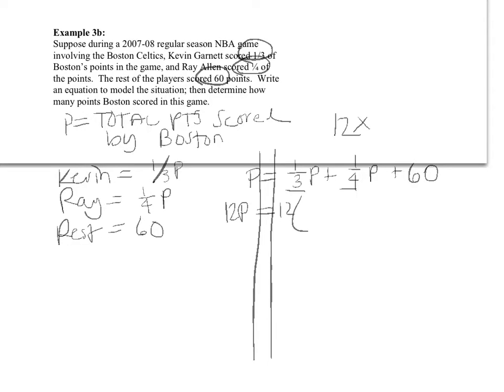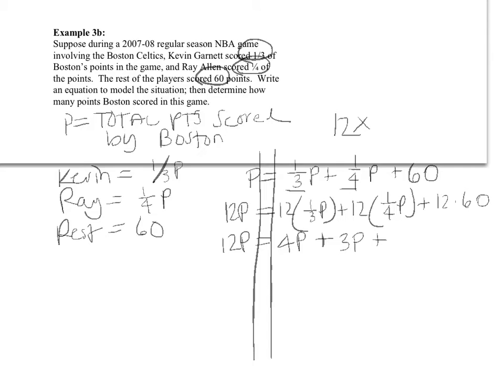And we have 12 times 1/3 p plus 12 times 1/4 p plus 12 times 60. So let's clean that up a bit. 12 times 1/3, 12 divided by 3 is 4, so we have 4p, we can't forget that p, plus 12 times 1/4, 12 divided by 4 is 3, so we have 3p, plus 12 times 60 is 720. Let's combine our like terms. We have 7p plus 720.